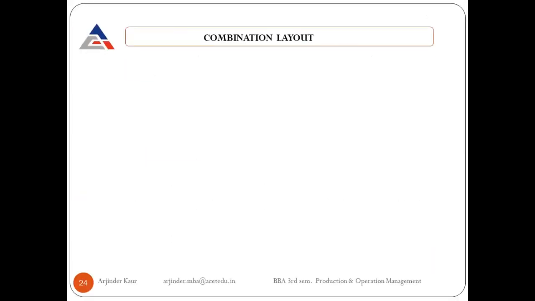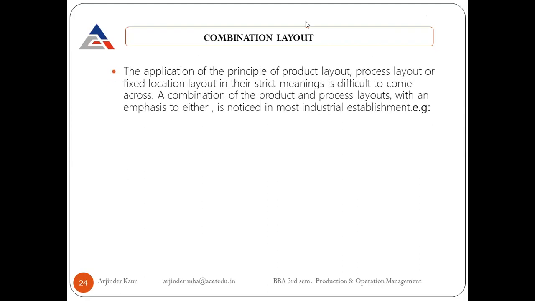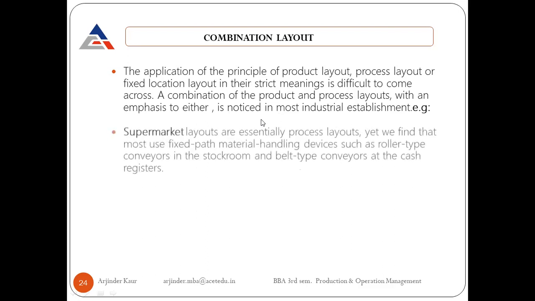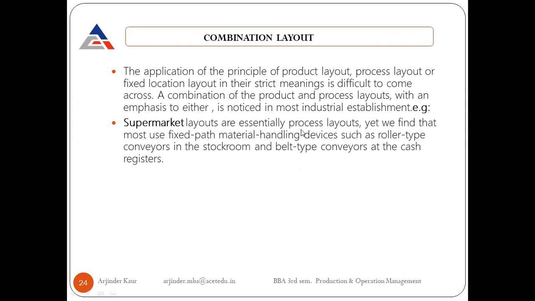Next is the combination layout. The application of the principle of product layout, process layout, or fixed location layout in their strict meanings is difficult to come across. So we just cannot find one kind of layout in one manufacturing organization or in one service facility. It is always a combination of various layouts. A combination of the product and process layouts with an emphasis on either is noticed in most industrial establishments. Examples include supermarket layouts, which are essentially process layouts.